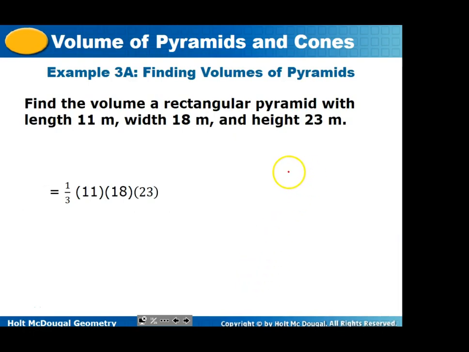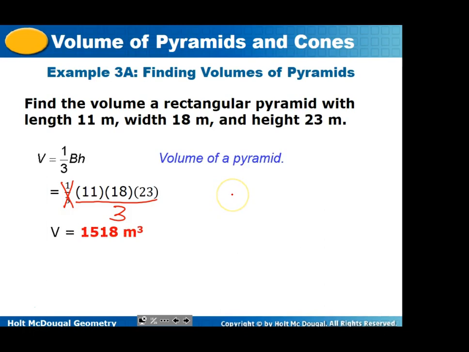So it says find the volume of the rectangular pyramid with the given length, width, and height. So we're going to again multiply the 3 numbers together, the length, the width, and the height, and then we're going to divide that by 3. So in my calculator, I would have done it like this: just multiplied those 3 numbers together and divided by 3. So our volume is 1,518 meters cubed.